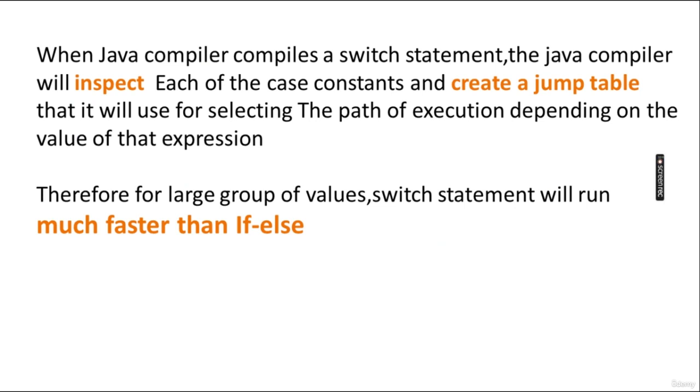When the Java compiler compiles a switch statement, it will inspect each of these case constants and create a jump table that it will use for selecting the path of execution depending upon the value of that expression. The jump table tells where to go and which block of code to execute. Therefore, for a large group of values, a switch statement will run much faster than if else, because of this jump table created by the Java compiler.